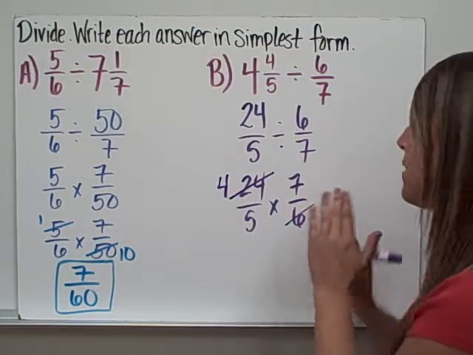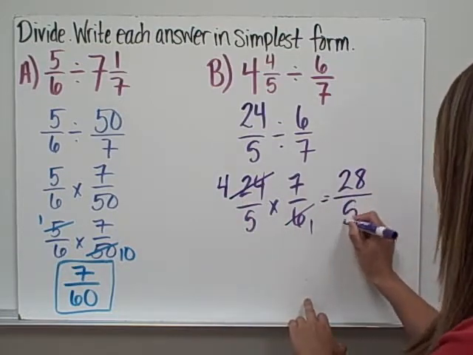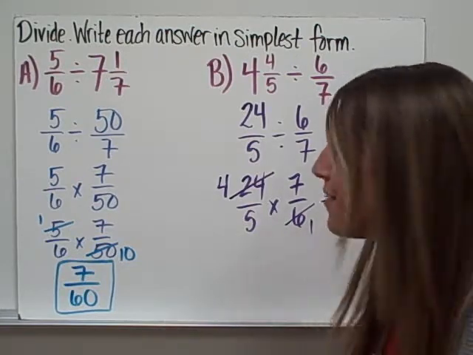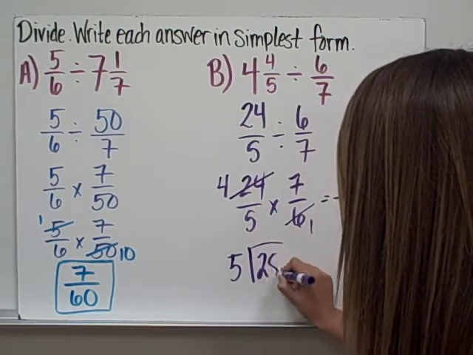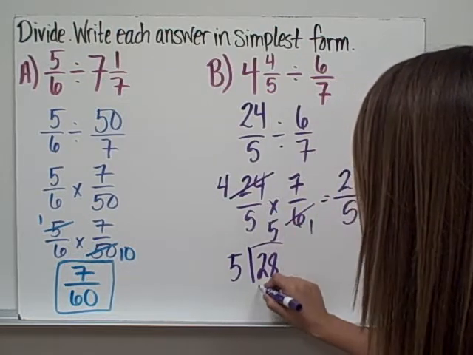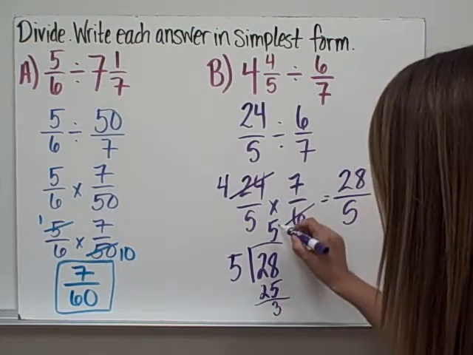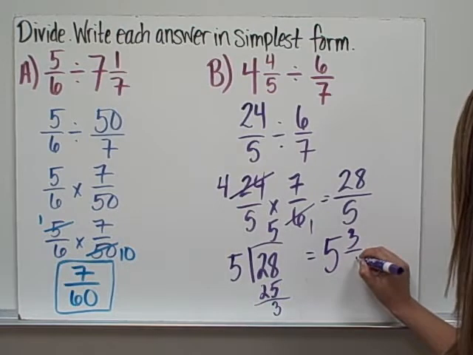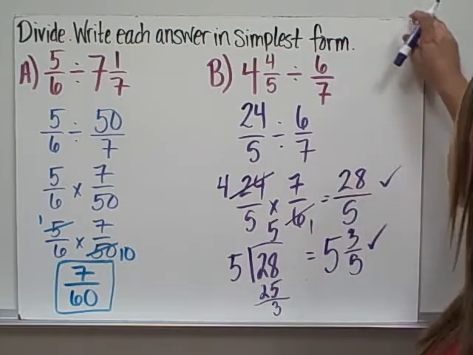Now 4 times 7 is 28, and 5 times 1 is 5. This is simplified, but I can go ahead and say 28 divided by 5. Well, I know that goes in there 5 times, and that's 25. 28 minus 25 is 3, so I have 5 and 3/5. Both would be acceptable answers.